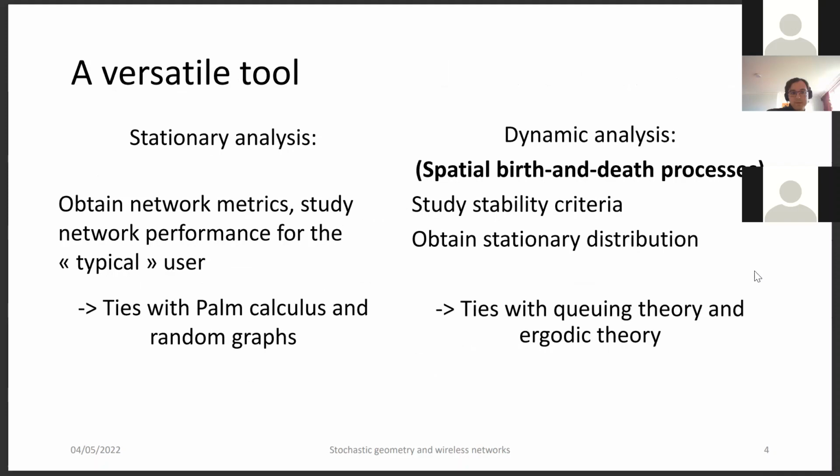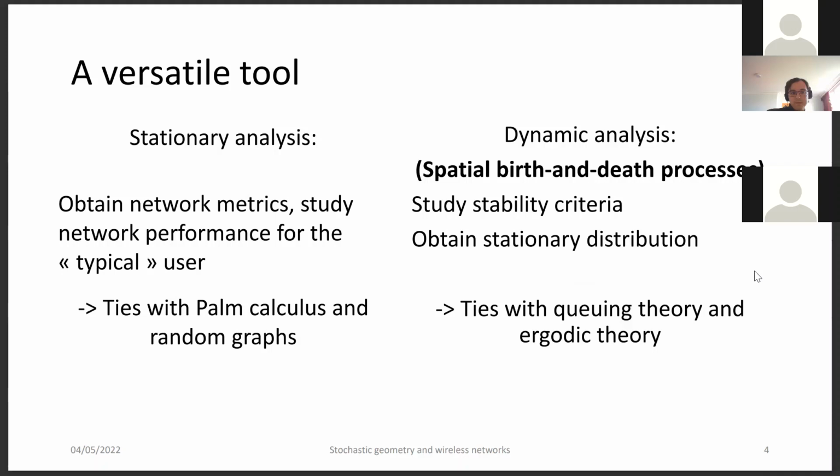So I say that it is a versatile tool because it allows us to do two very different and yet very interesting analyses for wireless networks. The first one is just the stationary analysis, where we are only considering an already established network. This allows us to obtain network metrics to study, for example, the network performance for a typical user using a system level view to, for example, get the average or the expected Shannon rates that you can get from a phone. This part of stochastic geometry has ties with Palm calculus and random graphs, and today it's a very hot topic when it comes to the study of wireless networks.